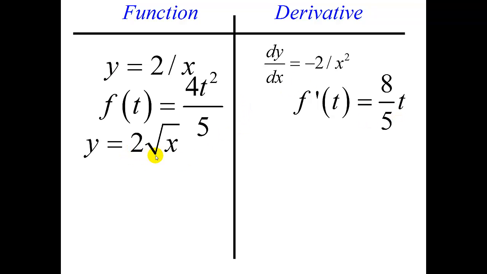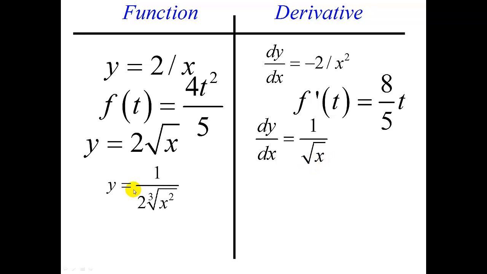Y equals 2 square roots of x. Let's rewrite that as 2 times x to the 1/2. And its derivative is going to be 2 times the derivative of x to the 1/2, which is 1/2 x to the minus 1/2. And that causes the 2's to cancel out, and we get 1 over the square root of x.